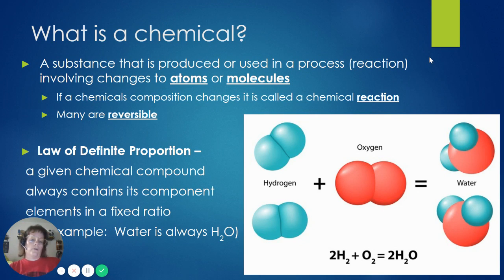We have something called the law of definite proportion, which means any given chemical compound always contains its component elements in a fixed ratio. For example, water will always be 2 hydrogens and 1 oxygen, H2O. One molecule of glucose will always be 6 carbons, 12 hydrogens, and 6 oxygens, C6H12O6. So glucose will always have that fixed ratio.